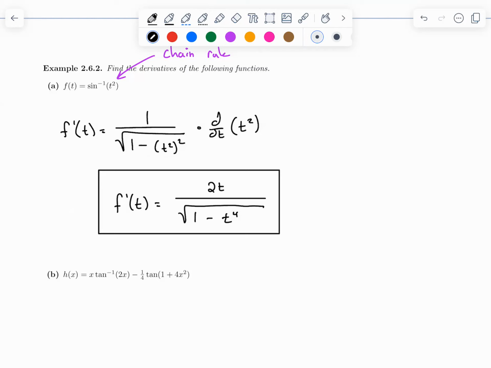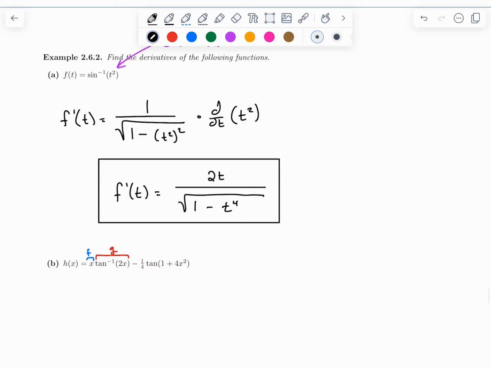Let's find the derivative. The first one's going to require a product rule. This is your f, and this is your g. The second piece will not require one because it's a constant, not a product, really. So h prime of x. I'm going to put the first term's derivative in brackets so that we know that's the derivative of the first term. So f prime is 1 times g, tangent inverse of 2x, plus g prime.